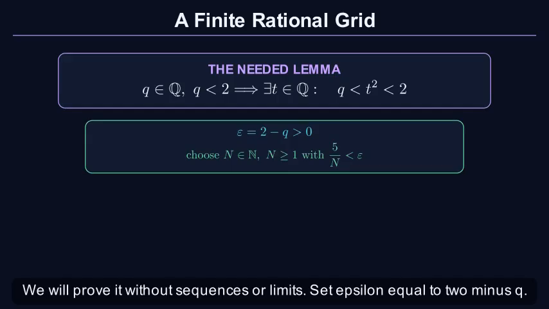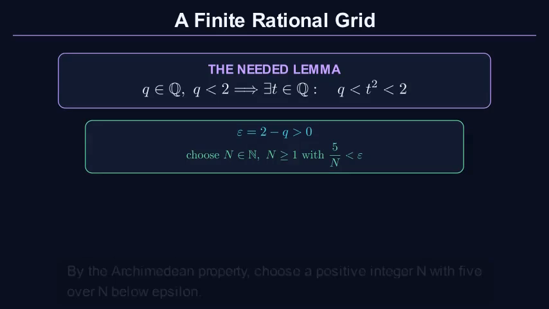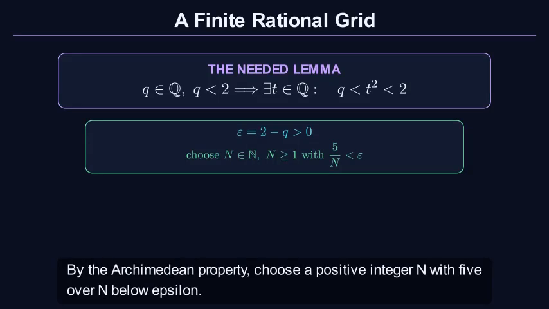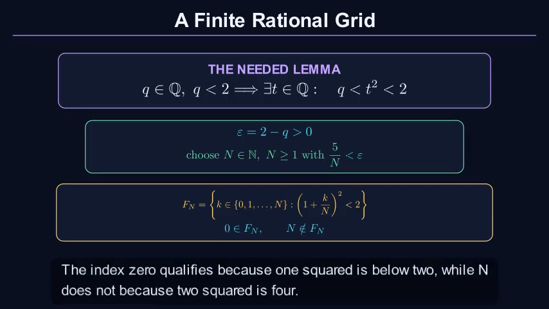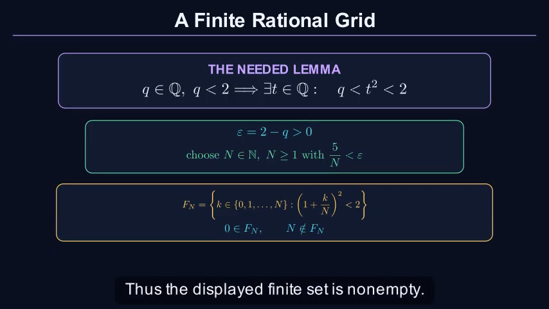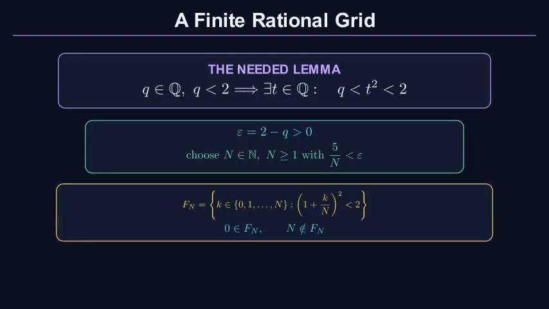Set epsilon equal to 2 minus q. By the Archimedean property, choose a positive integer n with 5 over n below epsilon. Now inspect the finite grid 1 plus 1 over n through 2, and record the indices whose grid points have square below 2. The index 0 qualifies because 1 squared is below 2, while n does not because 2 squared is 4. Thus the displayed finite set is nonempty.